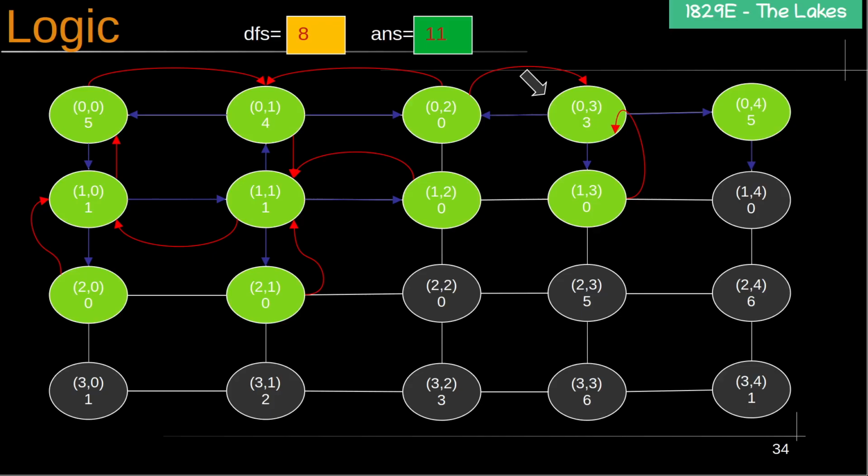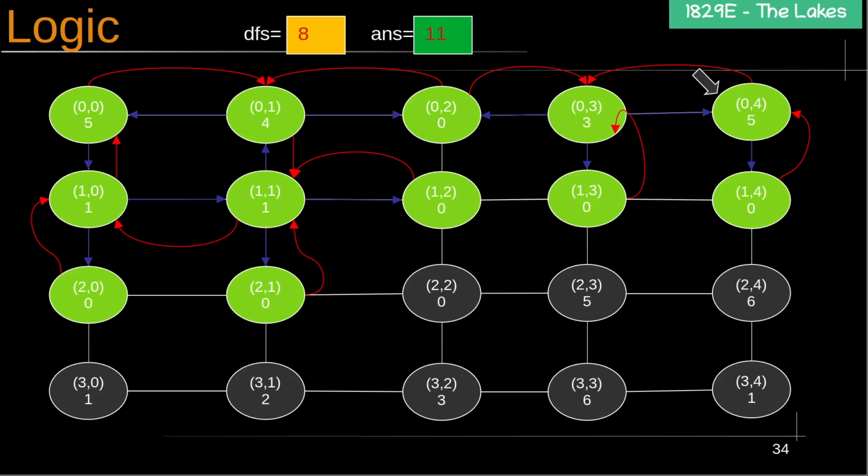From 0, 4, we can go down to 1, 4. It is an empty space, so we mark it as visited and we backtrack. 0, 4 is completely explored, so we backtrack to 0, 3, as you see, which is our starting point. So now we compare this result to 11. 11 is still the maximum, so 8 will not be taken here. We maintain 11.